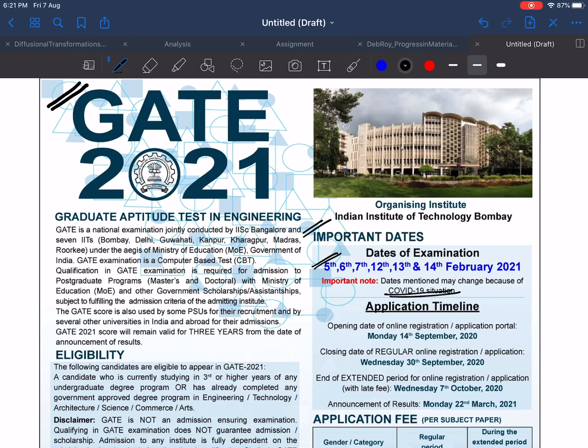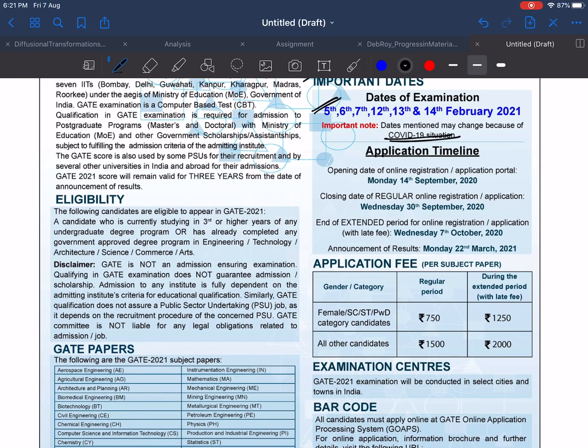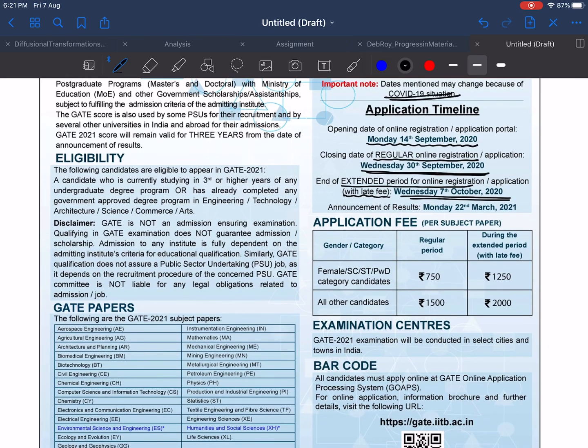Okay, now what are the application dates? So in the application timeline, the application is starting on 14th September 2020, and it will run till 30th September without any extra fees. Regular online registrations will be done till 30th September, whereas they gave an extended period for registration with late fee, as you can see here, till 7th October. I'll come to how much the fees are. Here you can see the fee is per subject paper, remember, per one paper.